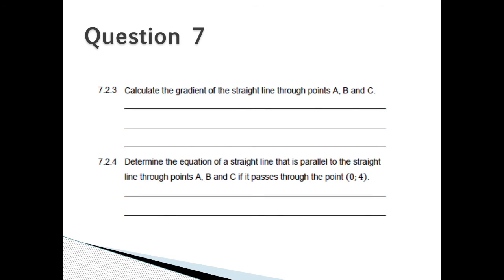Question 7.2.3. Calculate the gradient of the straight line through points A, B, and C. And 7.2.4. Determine the equation of the straight line that is parallel to the straight line through points A, B, and C if it passes through the point (0, 4).